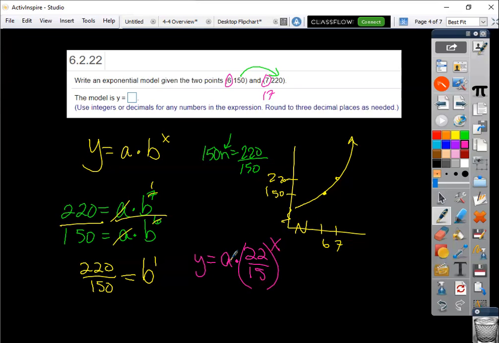Now I still have to find the starting value, and we'll find that by substituting in one of our original 2 points. Pick whichever one you want. I'll just pick the smaller. Put the 6 up here for the x, the 150 over here for the y. And then we can solve that because it's 150 equals a times 22/15 to the 6th power. That ends up being this big number. I've got it in scientific notation, 618, it keeps going, times 10.